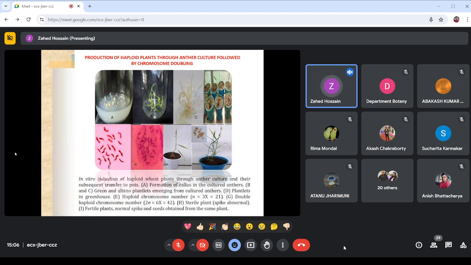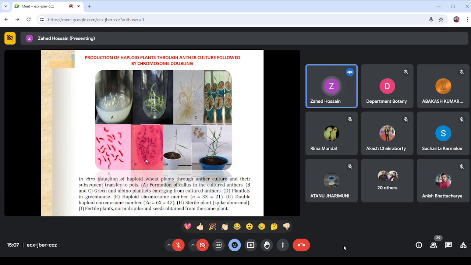Here on the left side, you can find the chromosome number is n equal to 21, but after doubling the chromosome number using colchicine, the chromosome number has doubled. Now it is 42. So this is called the double haploid.